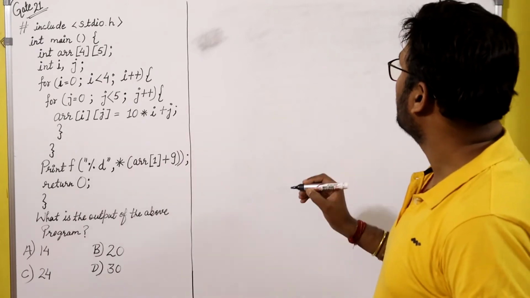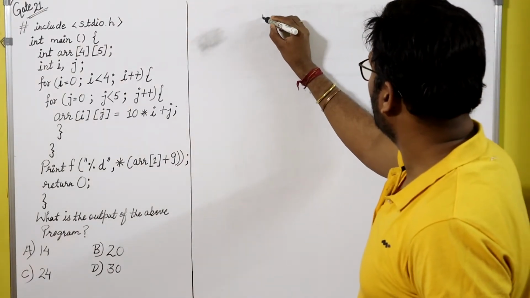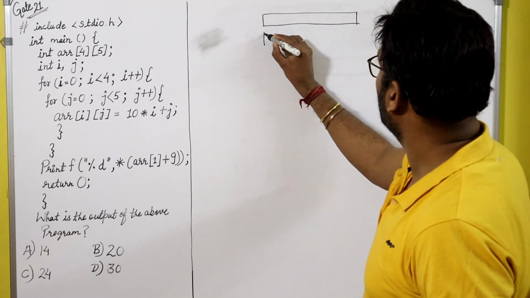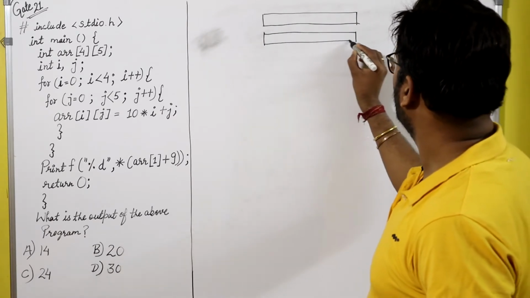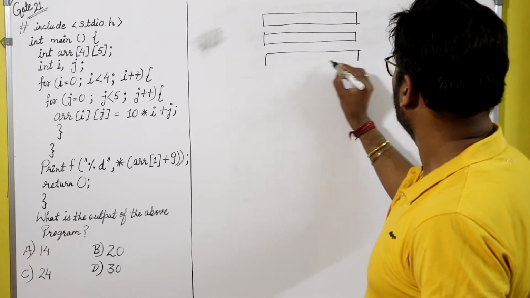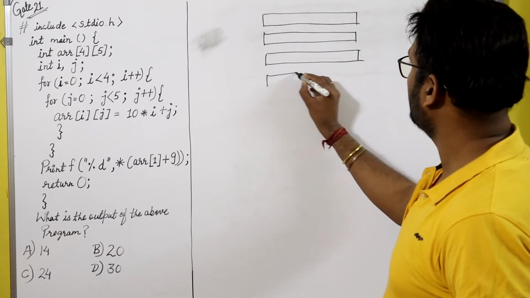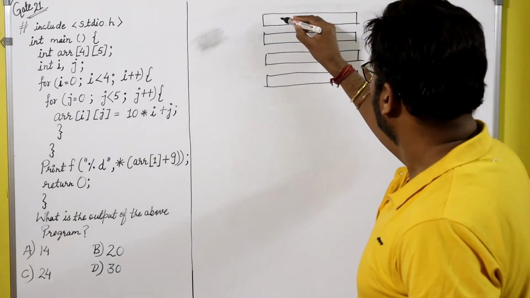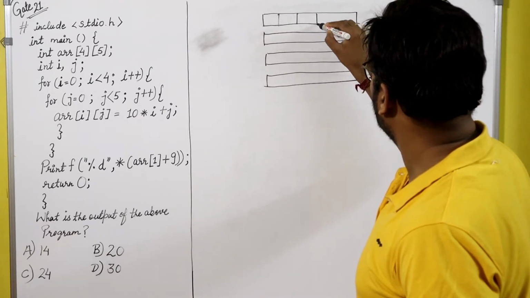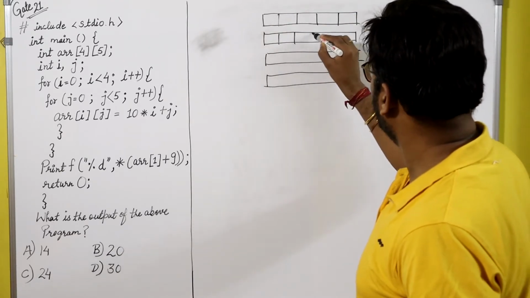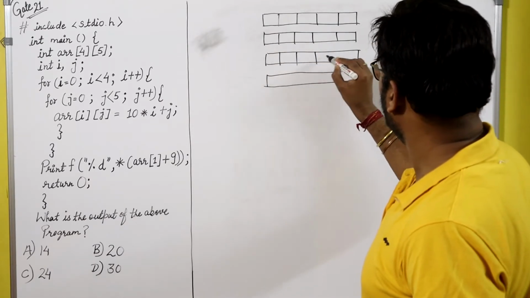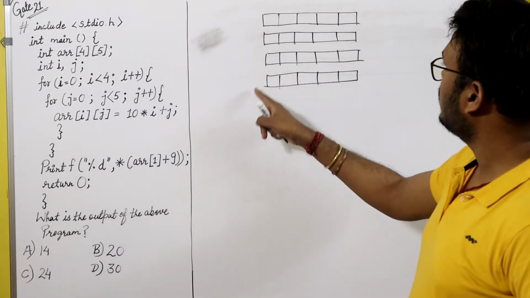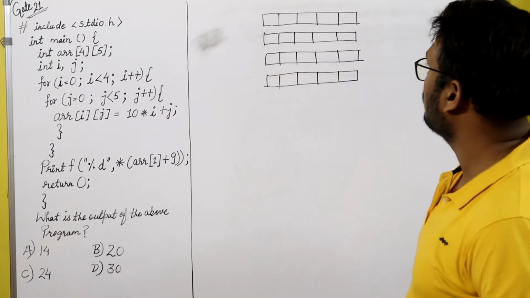So just like this, let's draw 4 rows, and in each row there will be 5 cells. Row 1, row 2, row 3, row 4. I think it's visible to you. In each row there are 5 cells: 1, 2, 3, 4, 5. So here you see 4 rows and 5 columns are there.